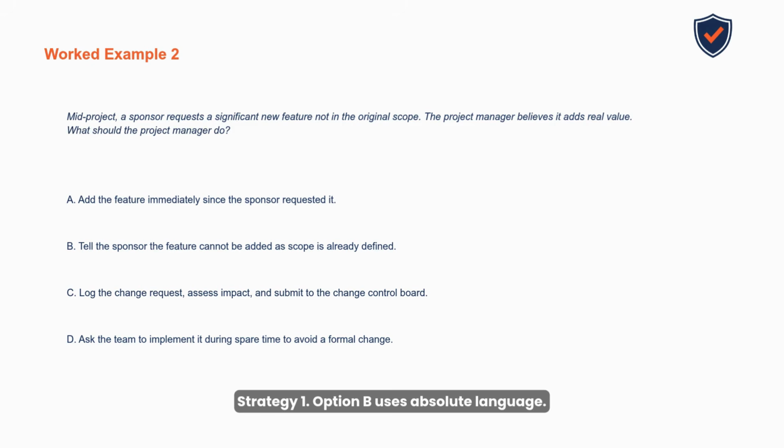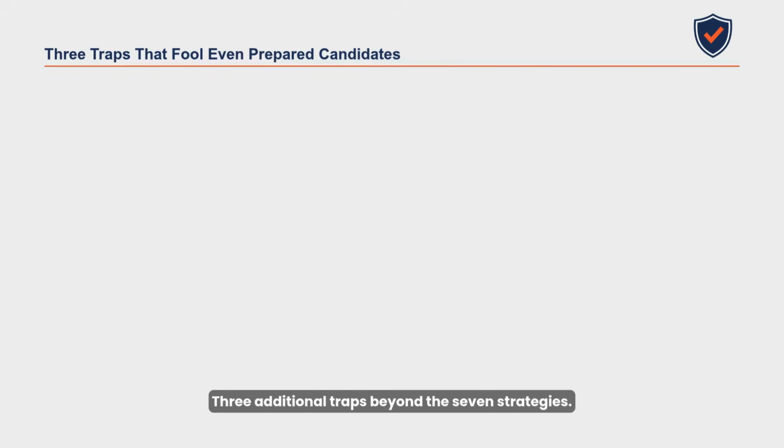Strategy 1. Option B uses absolute language: cannot be added. Eliminate B. Strategy 3. Options A and D implement scope changes without change control. Eliminate both. Option C remains. Log, assess, submit. Process wins even when the sponsor requests it and even when it adds value. 3 additional traps beyond the 7 strategies.